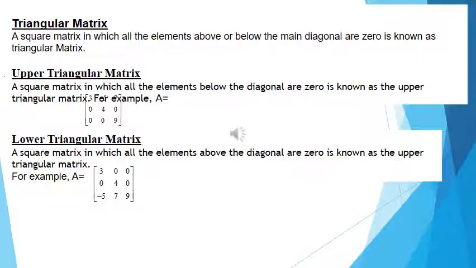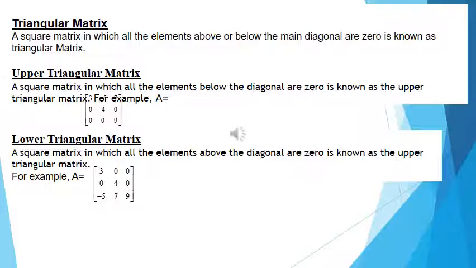Upper triangular matrix: a square matrix in which all the elements below the diagonal are 0, but you will have some elements above the diagonal. This is known as an upper triangular matrix. Remember that in an upper triangular matrix, above the diagonal there will be numbers. For example, [3, -5, 7; 0, 4, 0; 0, 0, 9]. Here 3, 4, 9 is the diagonal, and above the diagonal are -5, 7, 0. 0 can be there, or any number can also be there. So this is an upper triangular matrix.